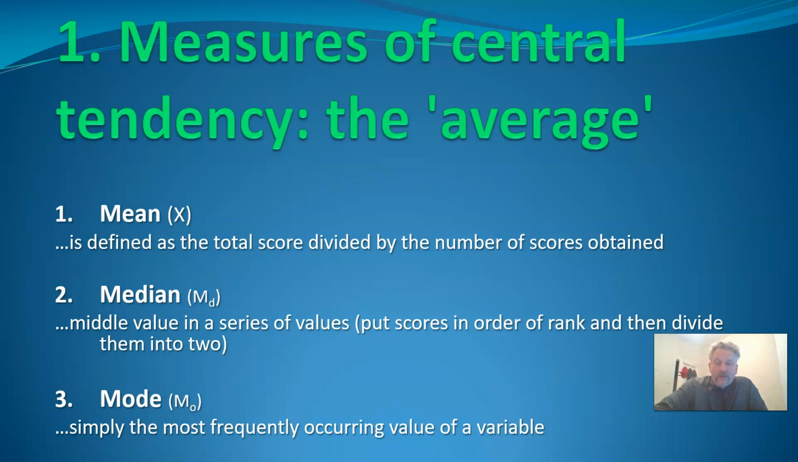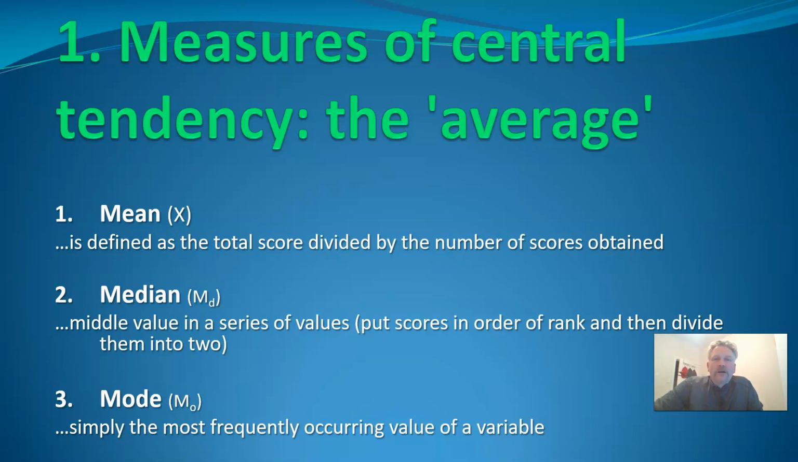Finally, we have the modal average. And this is where, again, you have all your numbers and you just record which is the one that occurs the most frequently. Which is the number that most people have reported as having obtained. Whichever number that is, that's going to be your modal average.